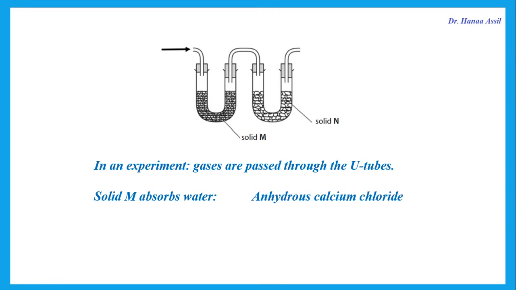Now, what could solid N be? Well, if it is something that I want to absorb carbon dioxide, then that substance N would be soda lime, which is actually potassium hydroxide.